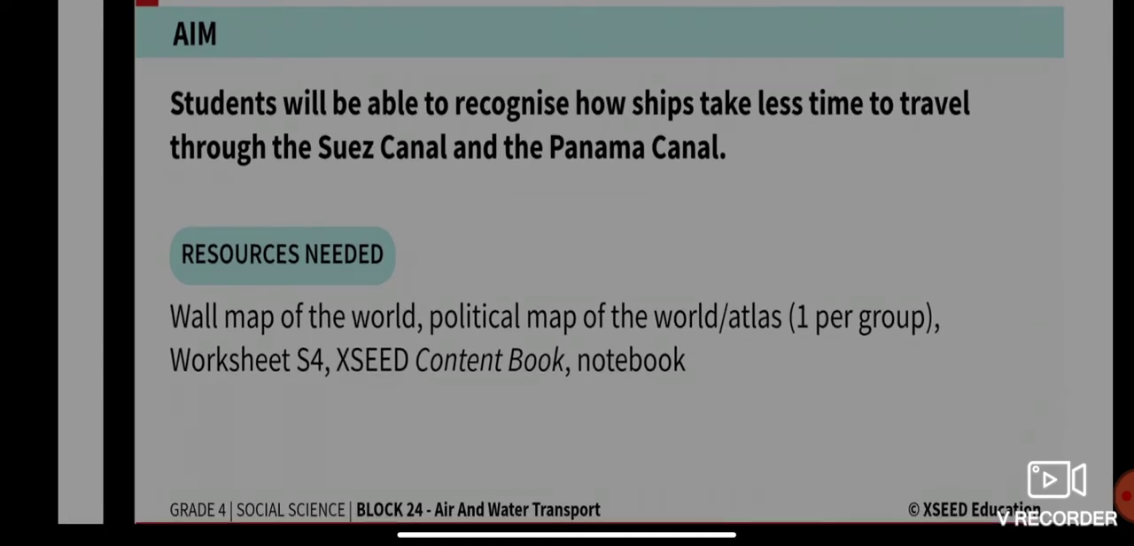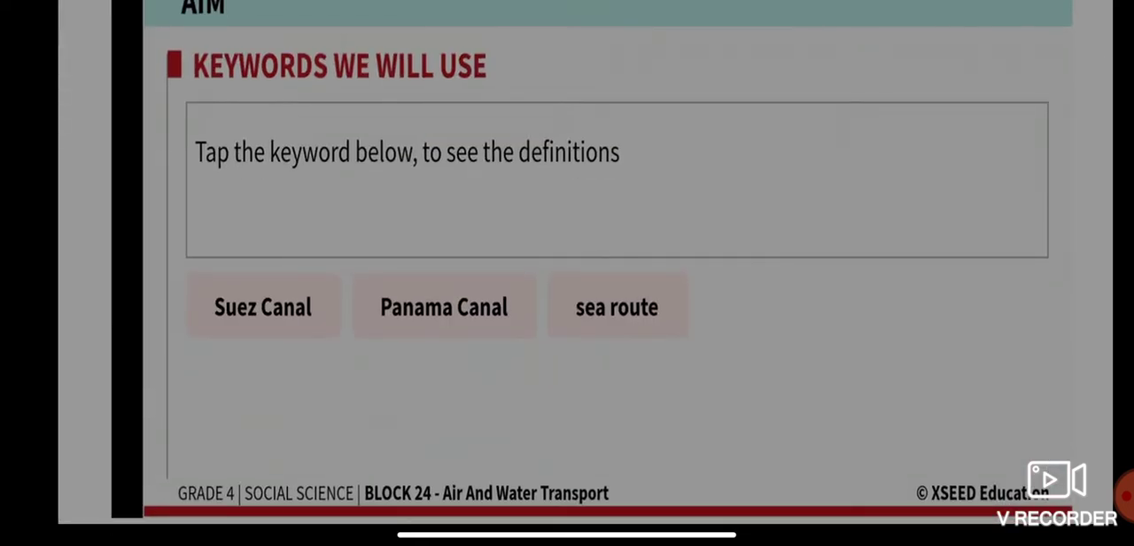Resources needed are the wall map of the world, the political map of the world, that is the atlas, worksheet S2, exit content book, and your notebook. All of you need to have your atlas with you. The keywords for today are Suez Canal, Panama Canal, and sea route. So let us all learn. What is Suez Canal, Panama Canal, and sea route?